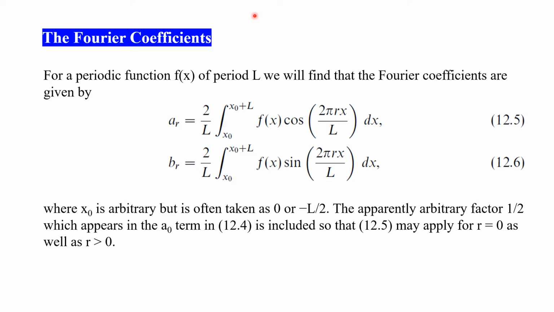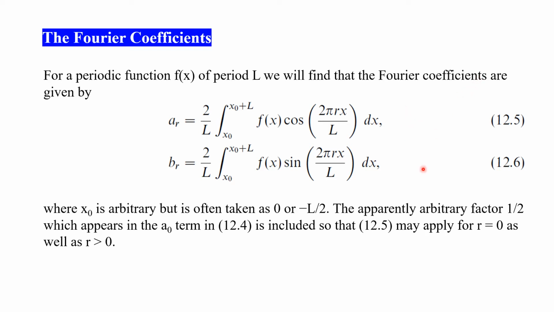For a periodic function f of x of period L, we will find that the Fourier coefficients are given by the following. Your AR is equal to 2 over L times the integral from x0 to x0 plus L of f of x cosine 2 pi Rx over L dx. And your BR is equal to 2 over L times the integral from x0 to x0 plus L of f of x sine 2 pi Rx over L dx.